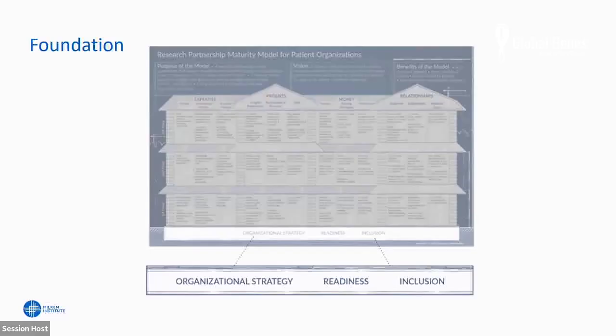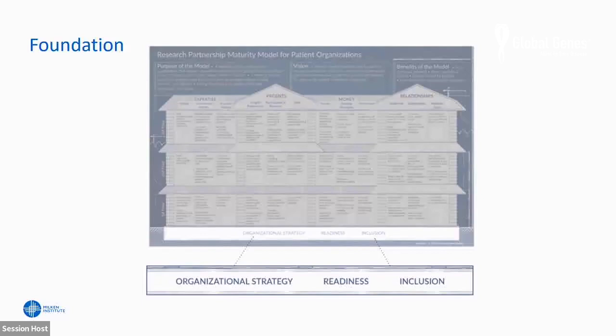But as we were developing this model and talking to patient groups, there were a lot of issues that seemed to fall outside of specifically the research area, but were foundational to have in place before research could even begin. So we put these 3 areas at the bottom that encompassed a lot of those issues that were foundational to patient organizations getting started.